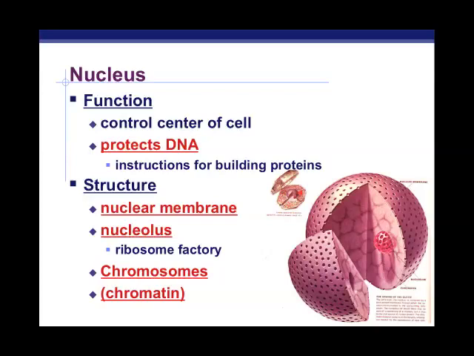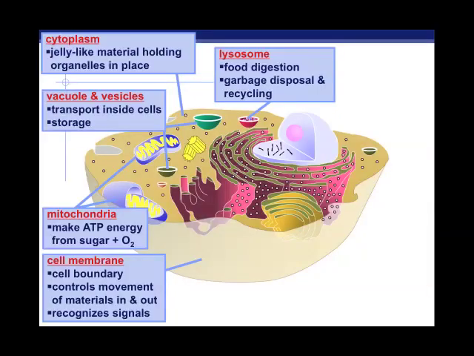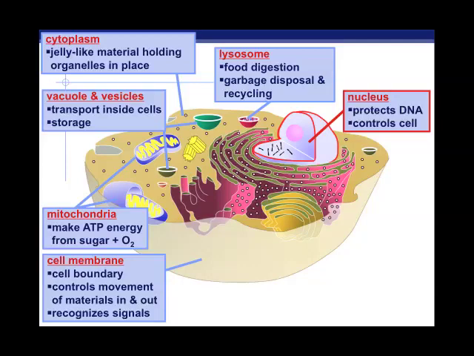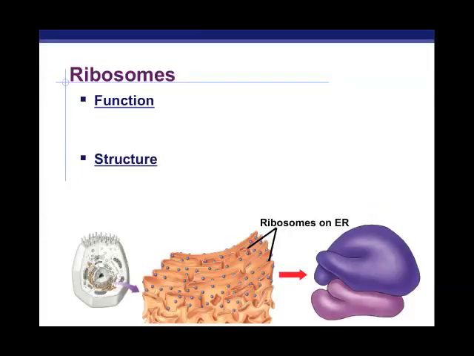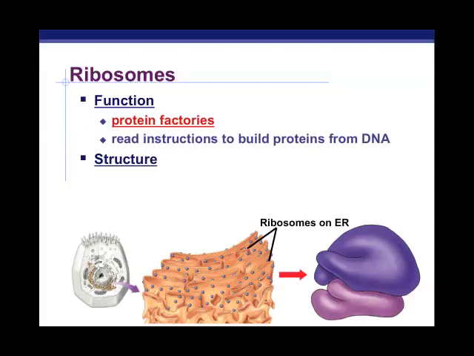And then you have chromosomes and chromatin. The difference between them is that they are the same thing, but chromatin is what chromosomes are called in the phase of cell development prior to when they go through mitosis. So there's the nucleus, the nucleolus, the chromosomes. Now the ribosomes are very, very important because they are what make proteins. They read the instructions that the DNA sends out into the cell.